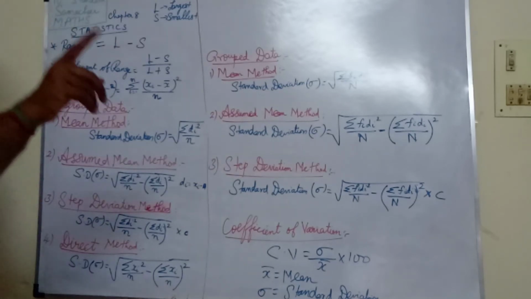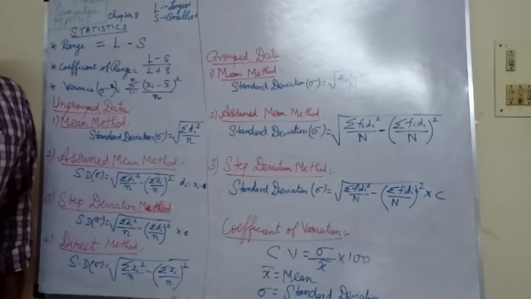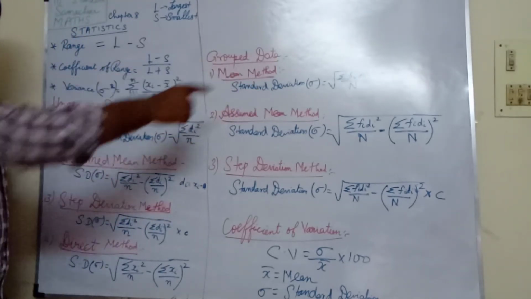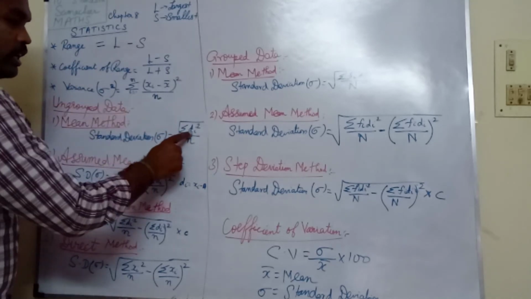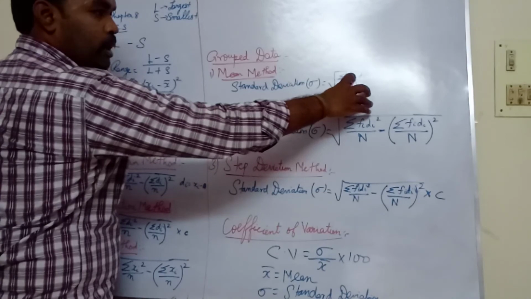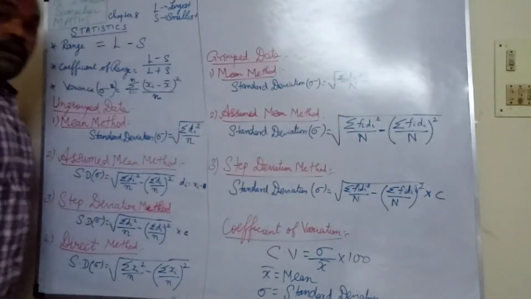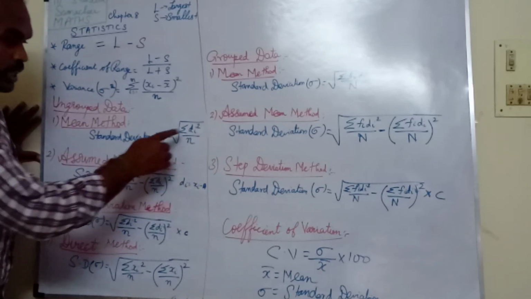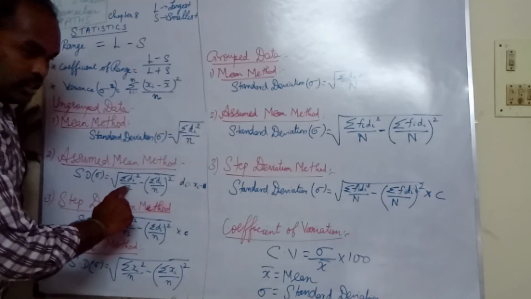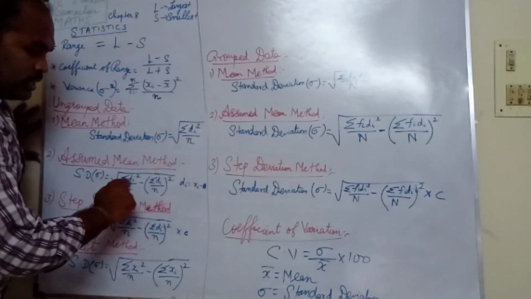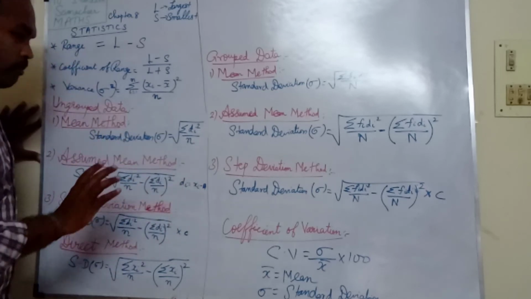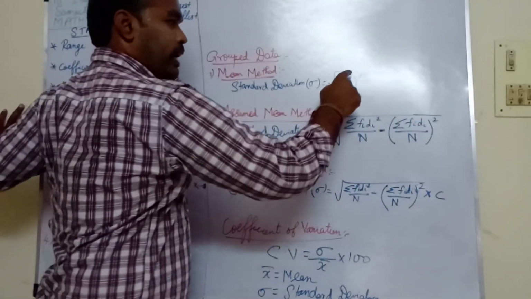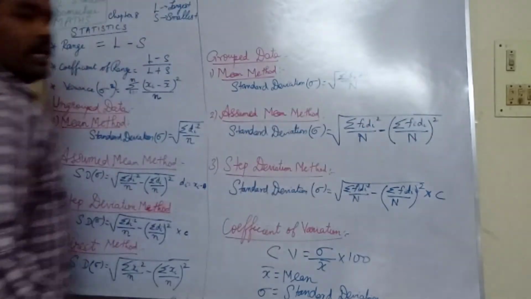Mean method: square root of sigma dA square by n. How are we going to do it in the mean method? Square root of sigma dA square by n, here multiply by fi, so fi dA square by n. Next one is the assumed mean method: the same square root, whatever is there you need to write here, and minus, within bracket, sigma dA by n whole square. For grouped data, the same thing we need to write here, minus, within bracket, sigma fi dA by n whole square.